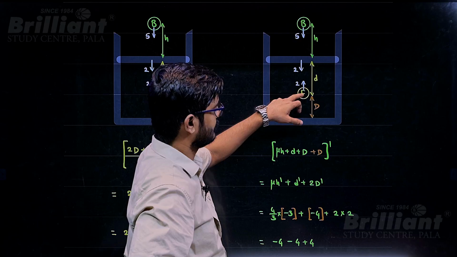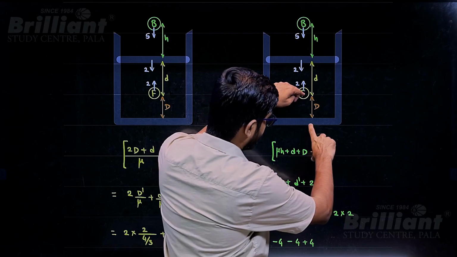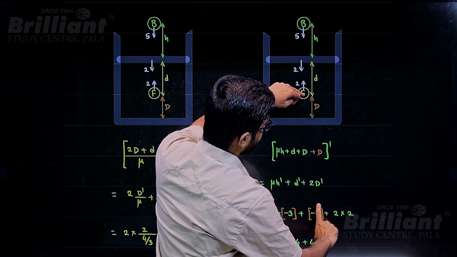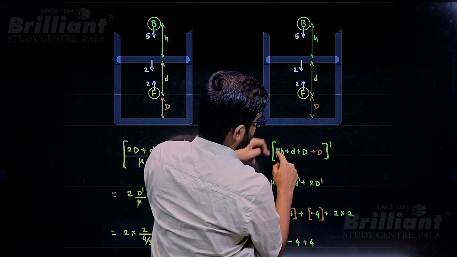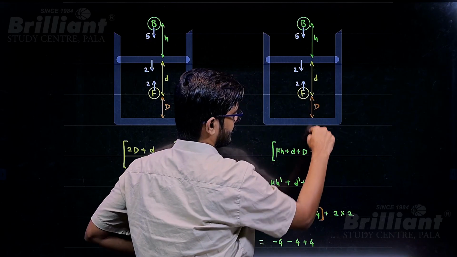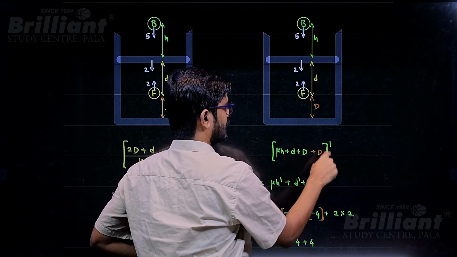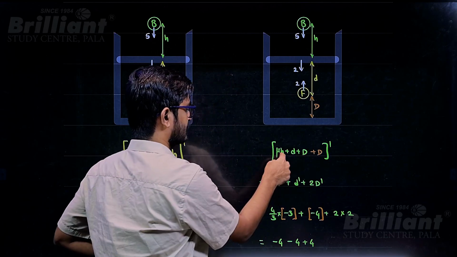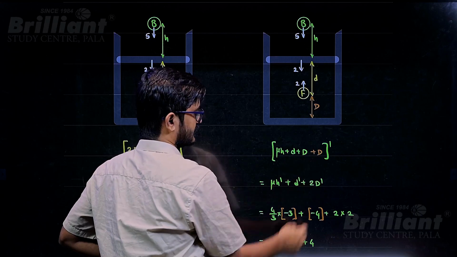So what is the distance between the fish and the image? Now this distance is capital D plus small d plus mu into h. Apart from that, there is d here. So this is the image distance and this is the distance between the fish and the mirror. So they are asking at what rate it is varying. So the differentiation of this plus the differentiation of this.